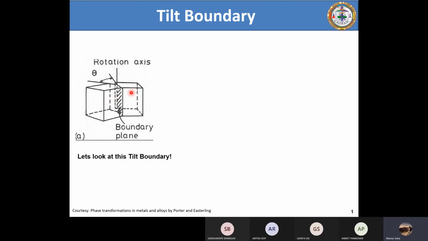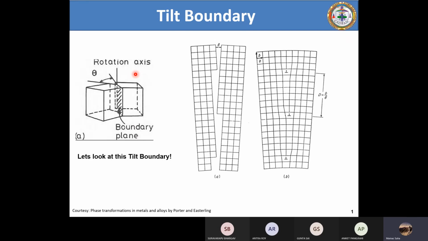Okay, so now let's look at this tilt boundary. We have looked at it, and we have also described it a bit, because we have said the rotation axis is parallel. So this is the rotation axis, and this is parallel to the grain boundary plane, isn't it? Correct. So we have said that it is parallel to the grain boundary plane. Now it's a bit tricky. I will explain each and every part. Don't worry about looking at both these images.